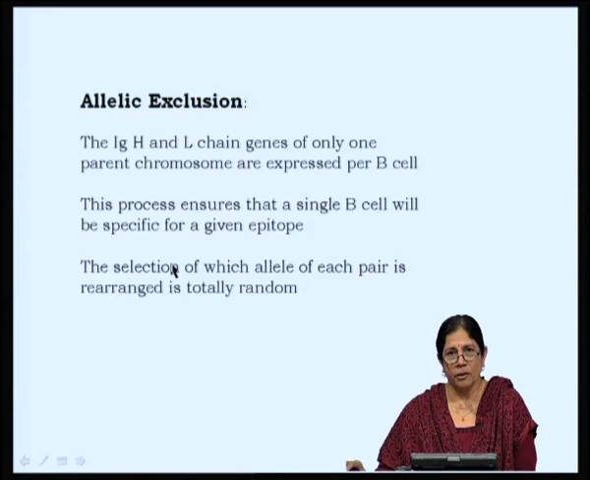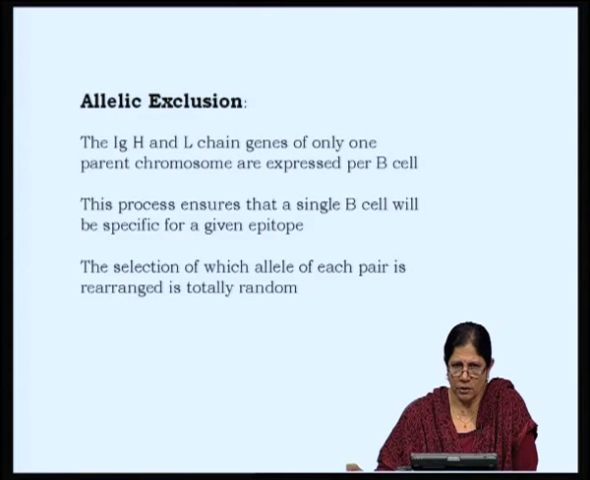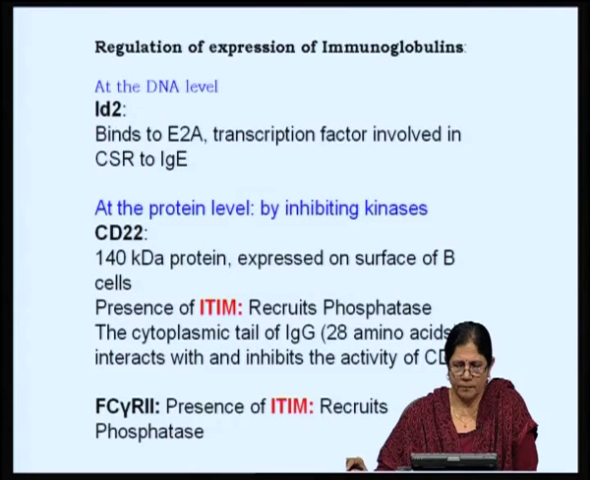But this is important, so that one B cell recognizes only one epitope of any antigen, and therefore makes antibodies of only one type. Now, regulation of expression of immunoglobulin genes happens at the DNA level by several factors, but it is not very easy to talk about all of them. I would like to talk about those which are very important.